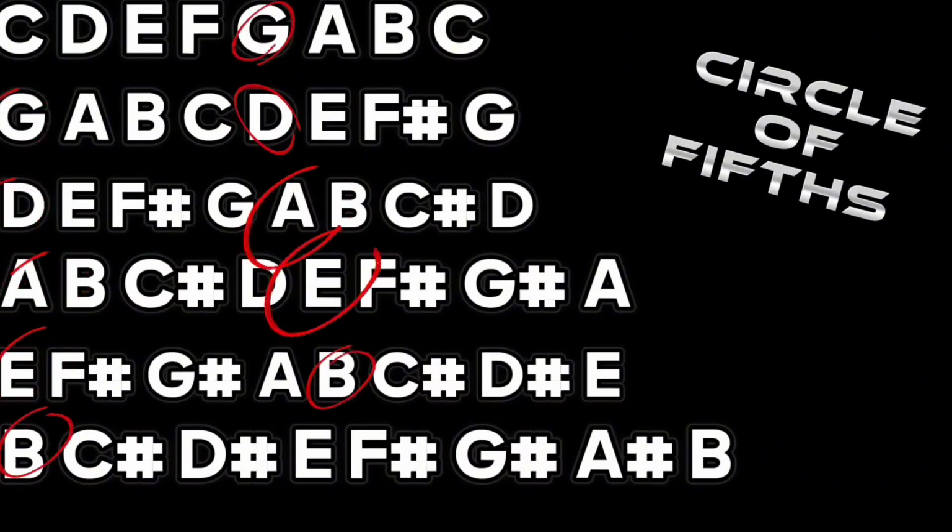The circle of fifths is nothing more than you going to the 5th note of the scale that you're in and using that note as the starting point for the next scale, which will be a 5th apart in terms of the interval, but it will also add another sharp to the pile.